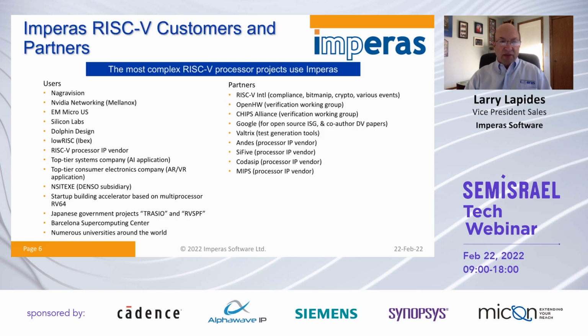There's a nice list of users and partners that we work with. I think the key thing here is that the most complex RISC-V processor projects use Imperas, with 3 known exceptions right now. But if it's RISC-V and there's any complexity, people are using Imperas.